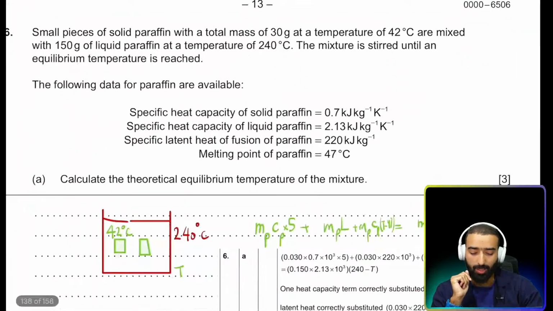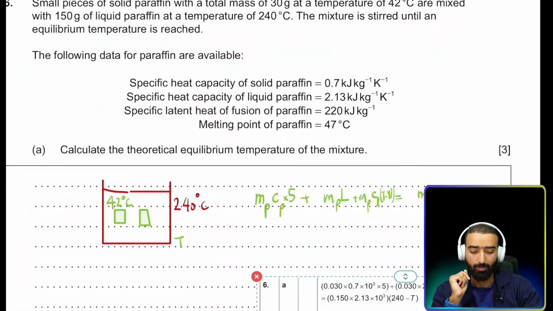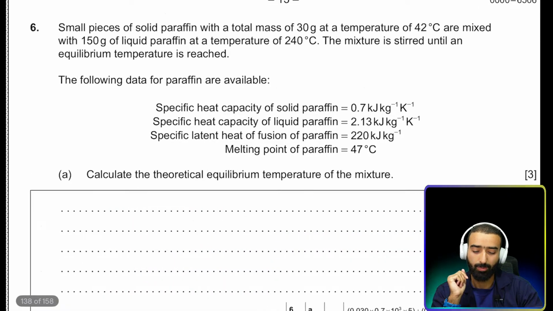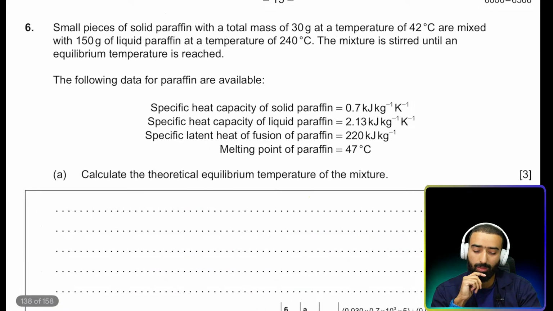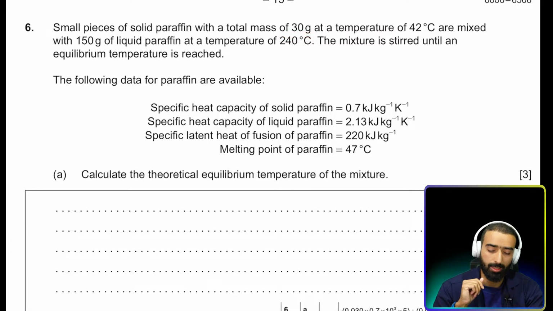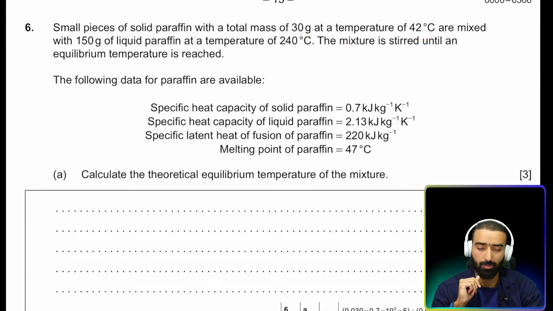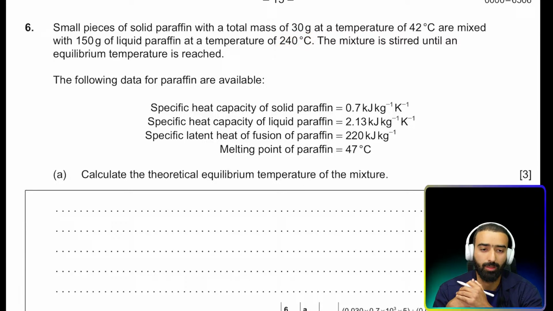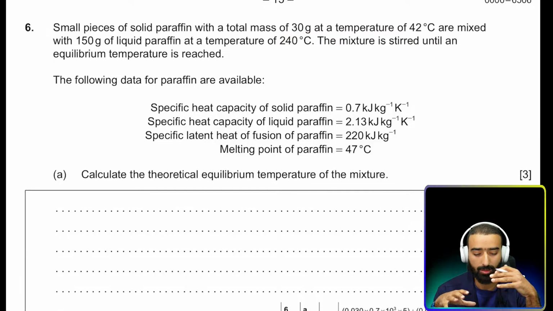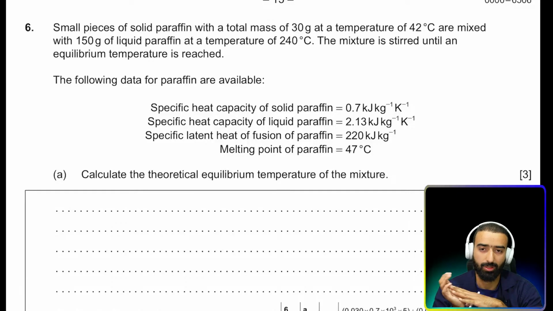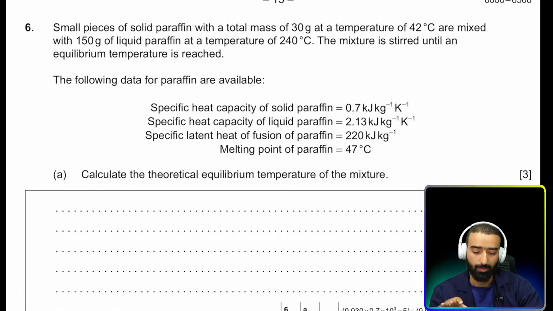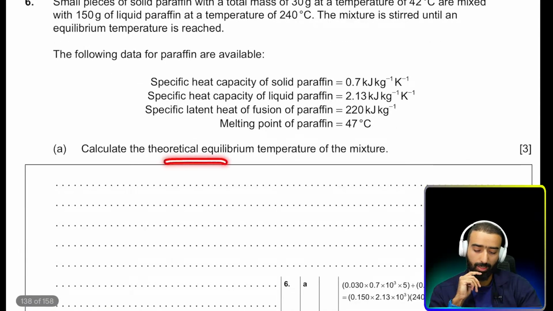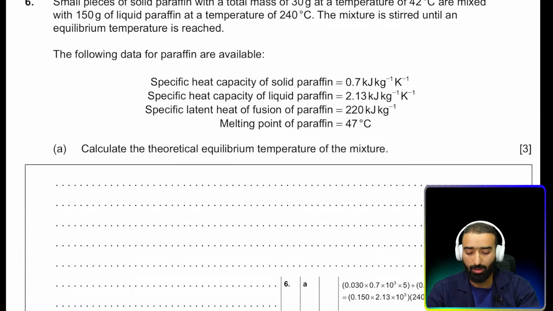All right, let's try question 6. Let me clear this. So we have small pieces of solid paraffin with a total mass of 30 gram at temperature 42 degrees Celsius mixed with a liquid paraffin at temperature 240 degrees Celsius. The mixture is stirred until an equilibrium temperature is reached. The following data is given. So we have this data. What's the question? Calculate the equilibrium temperature of the mixture.